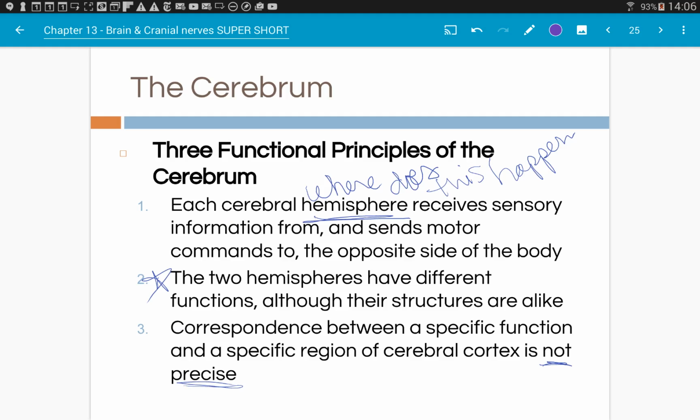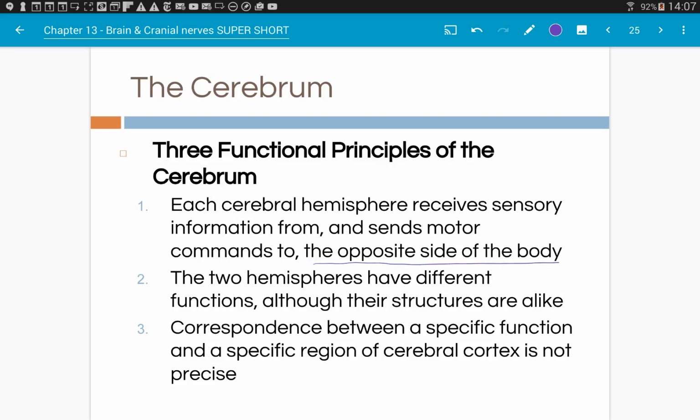Okay, and I will just erase this because, yes, why not? Okay, so 3 functional principles of the cerebrum. So we're kind of moving on to a different little section here. So first of all, 1, each hemisphere, the right or the left, is going to receive sensory information, and it's going to send motor responses to the body, and specifically to the opposite side of the body.